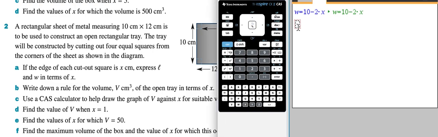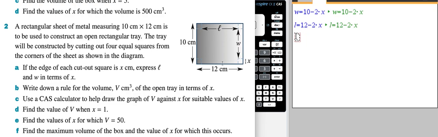And I can do the same thing for L. The length equals, this time, 12 minus 2x. The length here is 12, but I'm taking the X and the X off either side of that 12 centimeters. So now I've done A, basically.